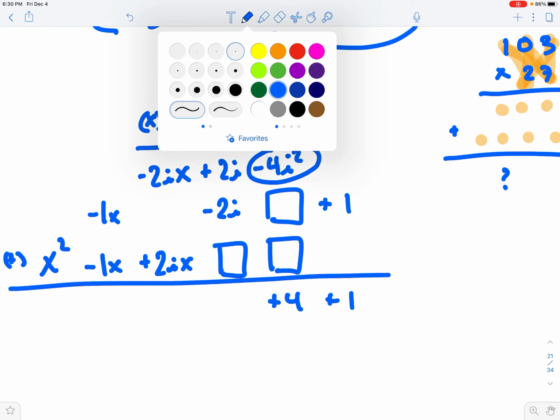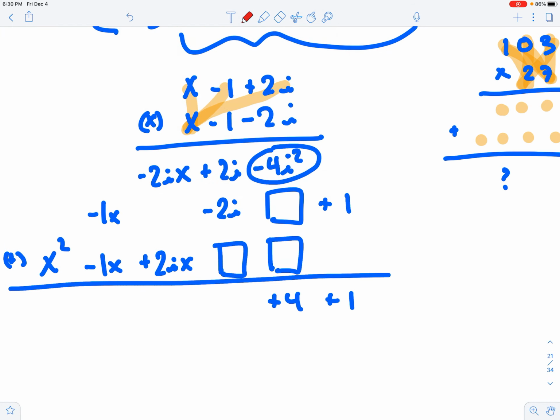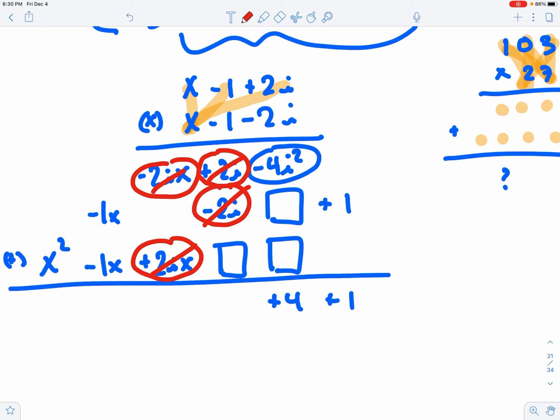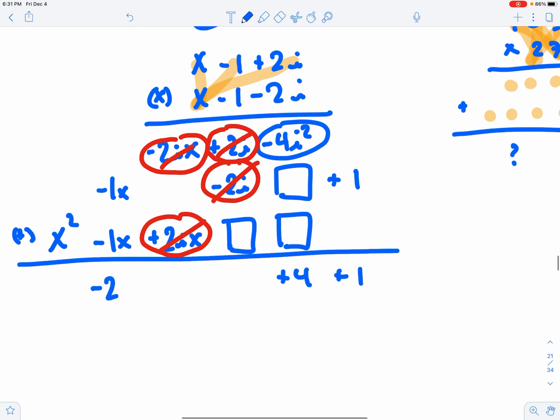I'm going to grab a red pen because I do get to cross a couple things out. Plus 2i and minus 2i cancel out, so we don't need to worry about that. Minus 2ix and plus 2ix, they cancel out. And I do find that this happens almost all the time, so those steps go away. Minus 1x and minus 1x makes minus 2x, and x squared comes down.